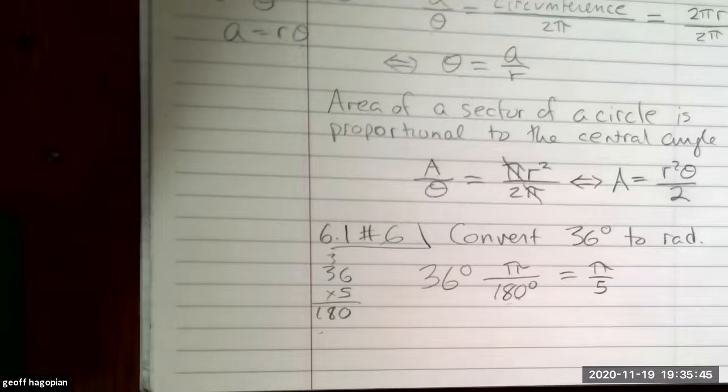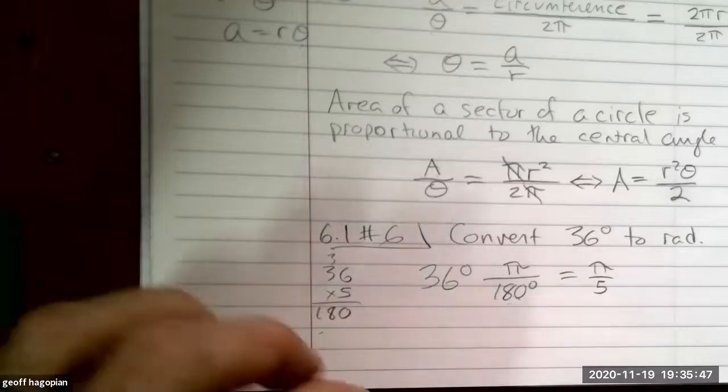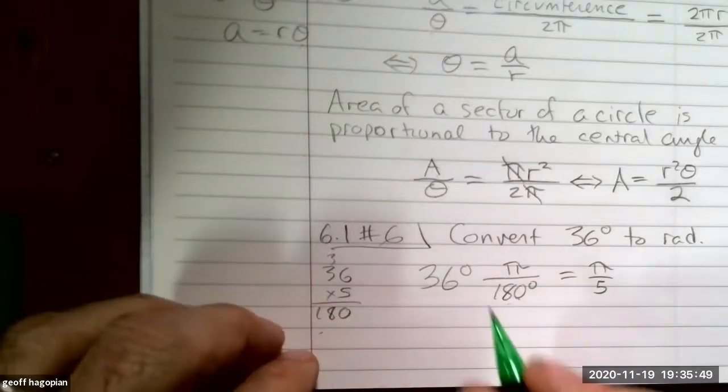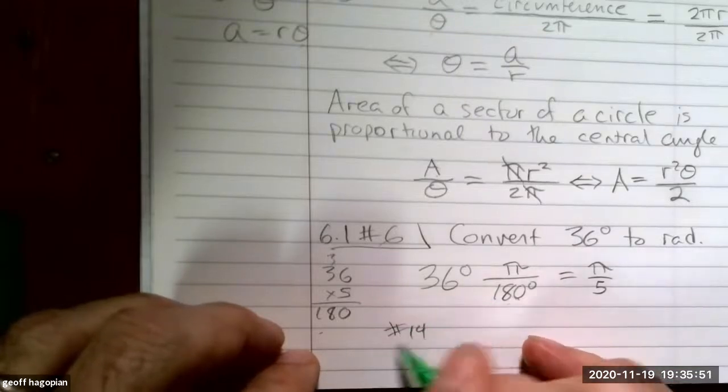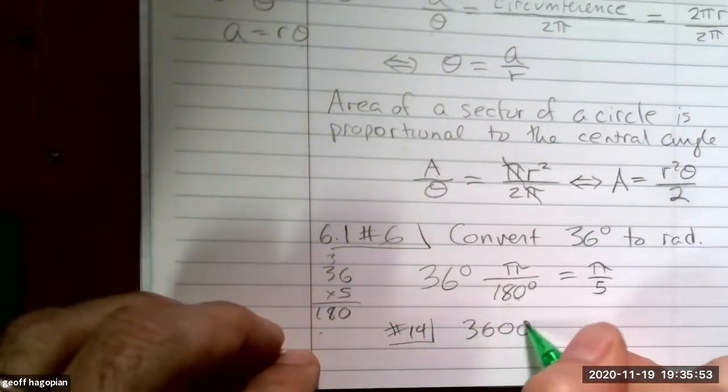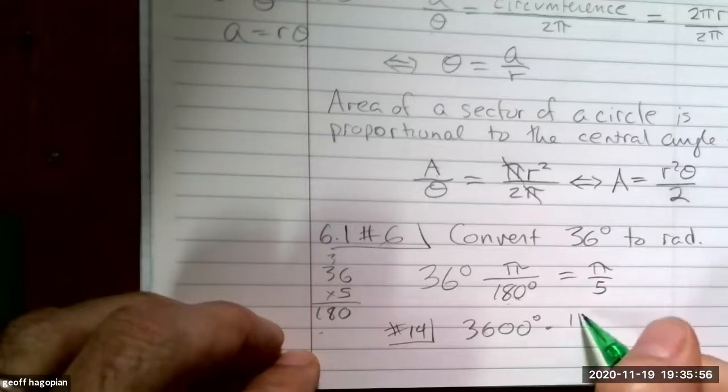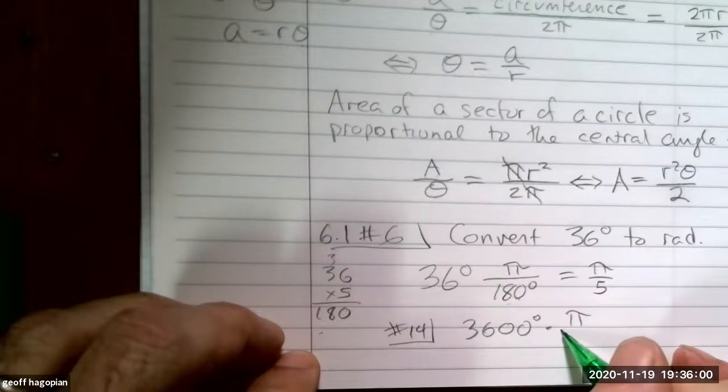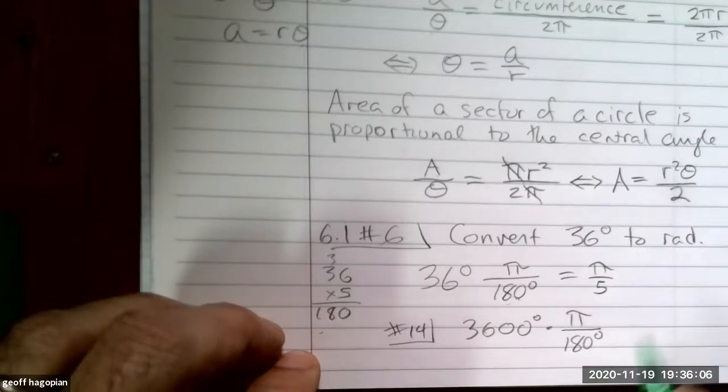How about 3,600 degrees? That's number 14. Well, same thing, except it's going to be I guess 20. Yeah, 100 times pi over 5 is 20 pi.